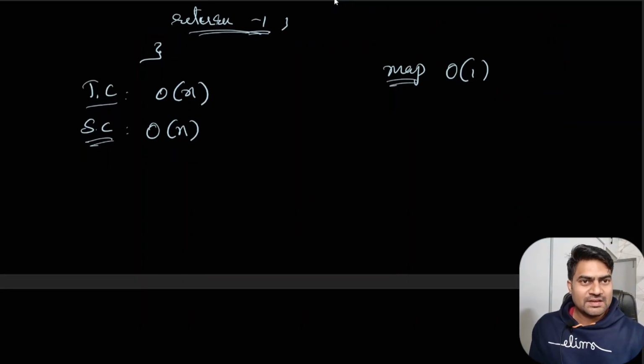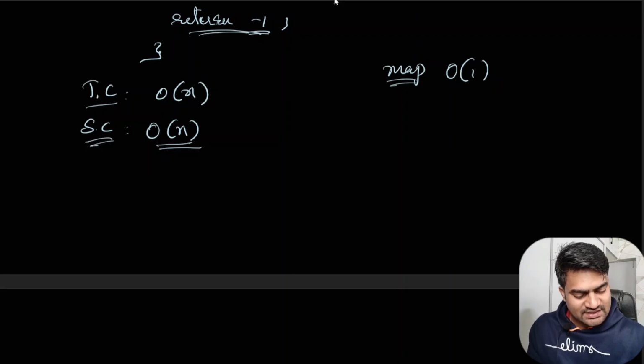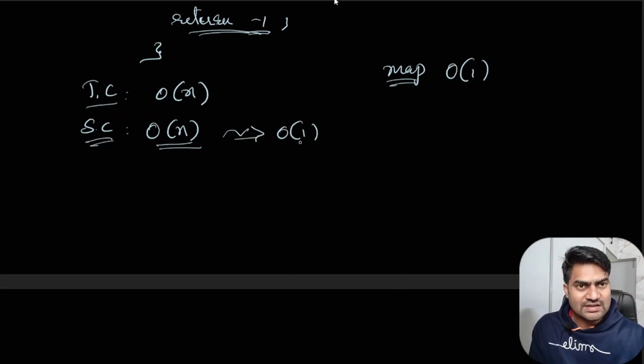Now, this solution is pretty much good, right? But is there any way we can improve this particular space complexity? Because we are using extra space, right? Which is of order n in worst case. So is there any way where we can improve this? I mean, can we achieve it using order of 1?